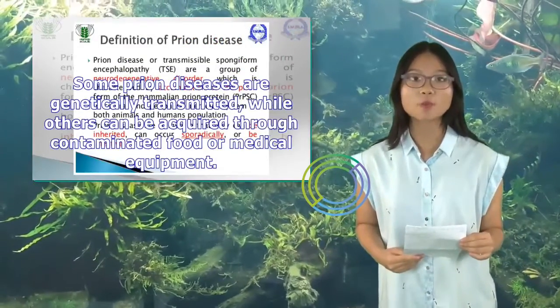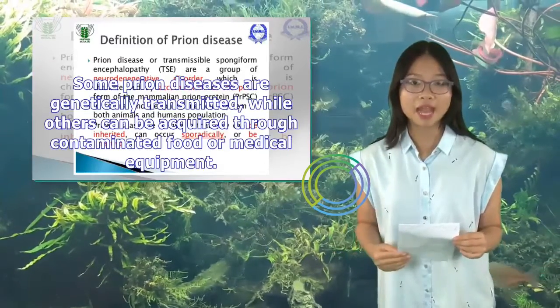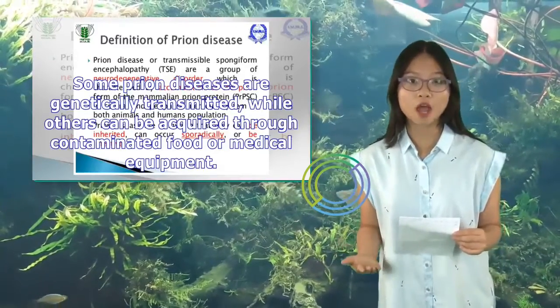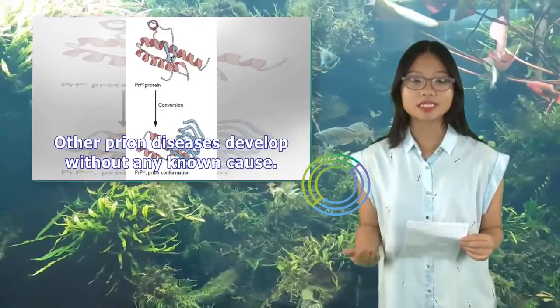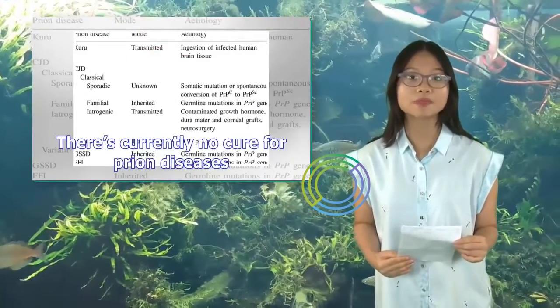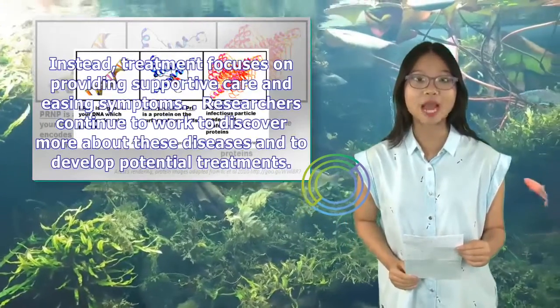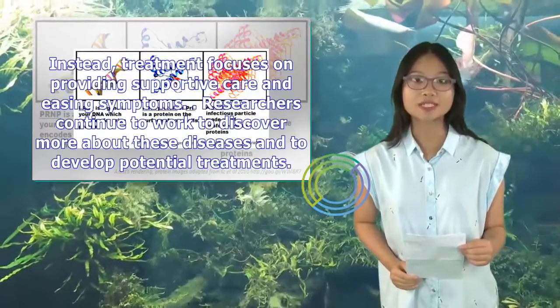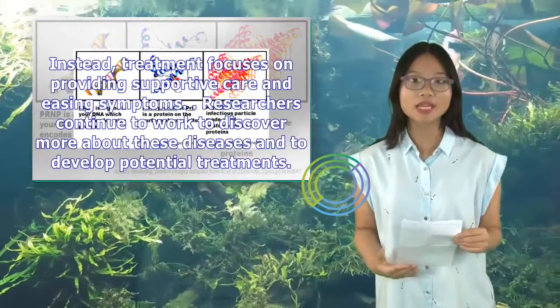Some prion diseases are genetically transmitted, while others can be acquired through contaminated food or medical equipment. Other prion diseases develop without any known cause. There is currently no cure for prion diseases. Instead, treatment focuses on providing supportive care and easing symptoms. Researchers continue to work to discover more about these diseases and to develop potential treatments.